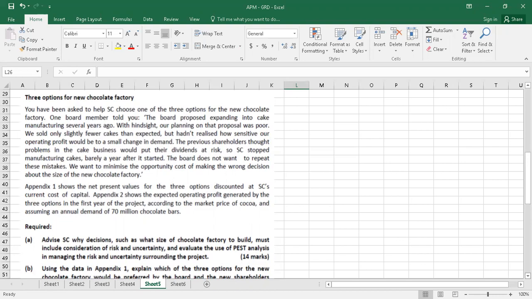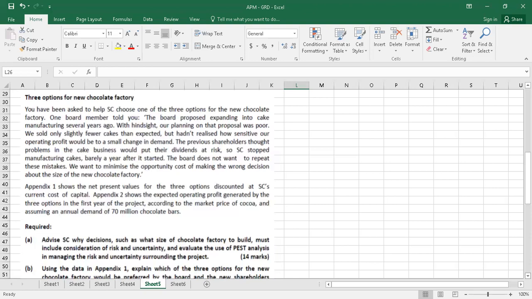So there's something about the size of the factory building. The board proposed expanding into cake manufacturing several years ago. With hindsight, our planning on that proposal was poor. We sold only slightly fewer cakes than expected, but hadn't realized how sensitive our operating profit would be to a small change in demand. The previous shareholders thought problems in the cake business would put their dividends at risk. So SC stopped manufacturing cakes barely a year after it started.